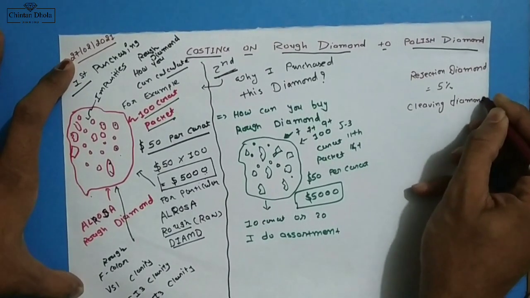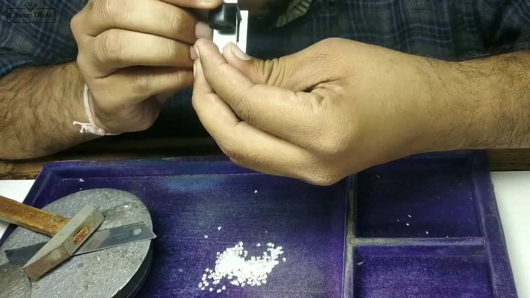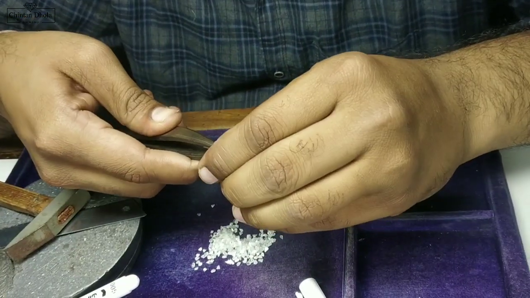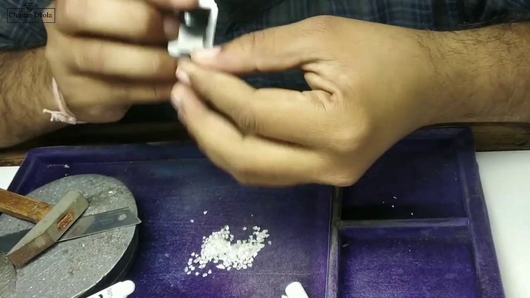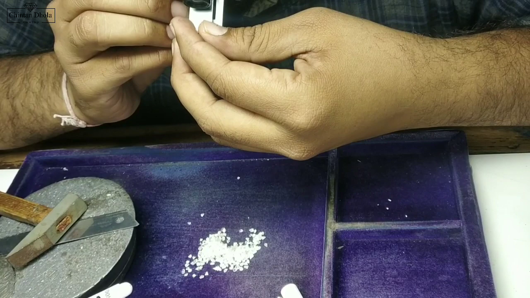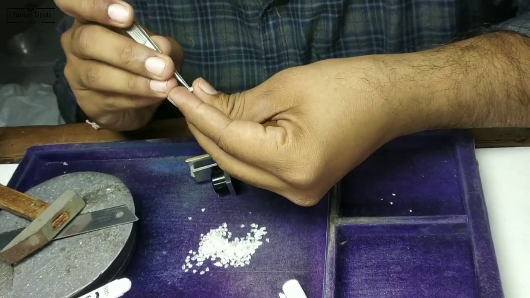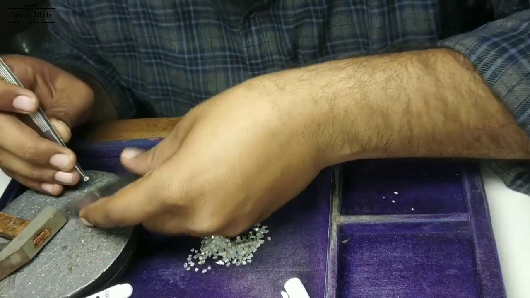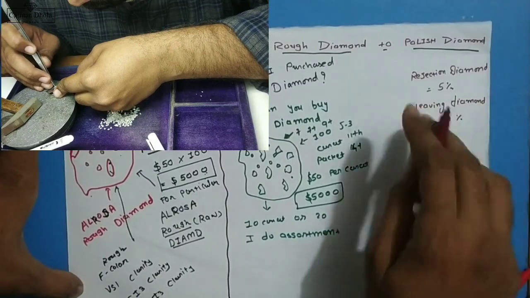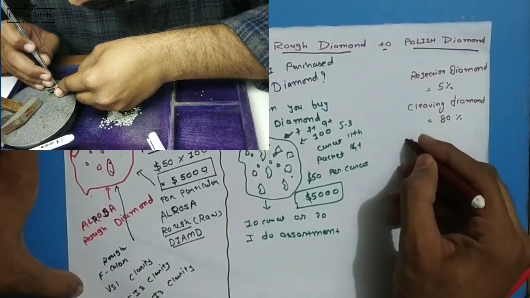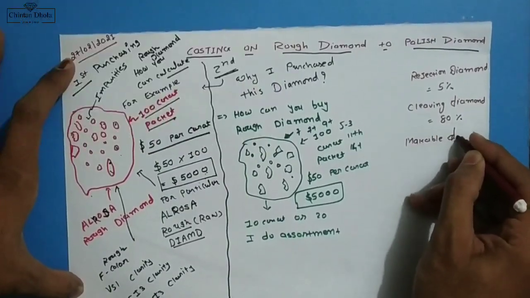Now what is the meaning of cleaving? We have to cut it out, we have to do some types of processes like facet process. Some diamonds are what we can call chapka diamond. So there are different types of processing involved, and I think that type of diamond is around 80% we can take. And we also get makeable diamond from it. What is a makeable diamond?